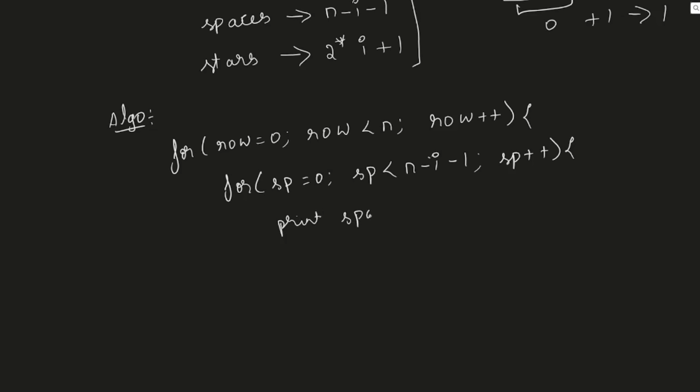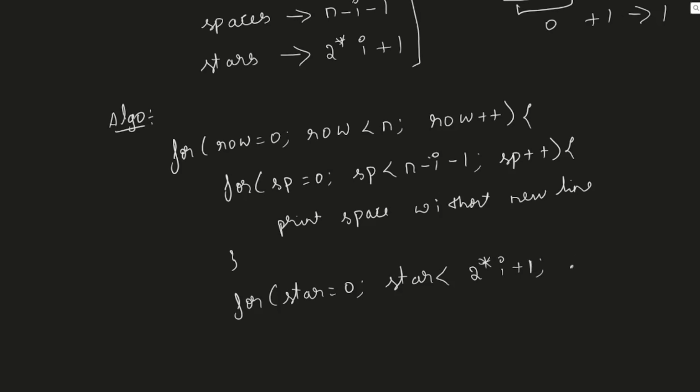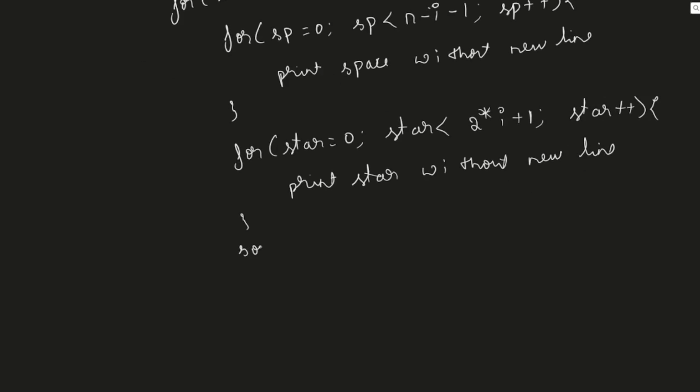Print space without new line. We are done with the space loop. Once we are good with the space loop, we will be printing the stars for that particular row. And this star loop starts from 0, goes till 2 into I plus 1. Print star without a new line character. And after printing the spaces and stars for that particular row, we need to print a new line. We are good with the algorithm.